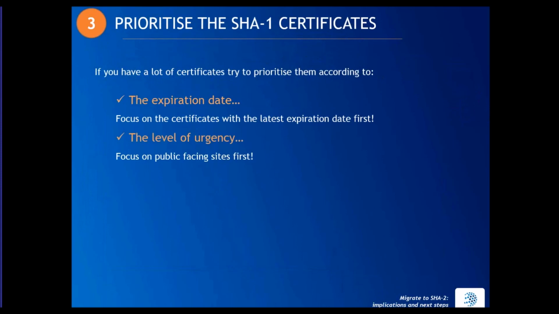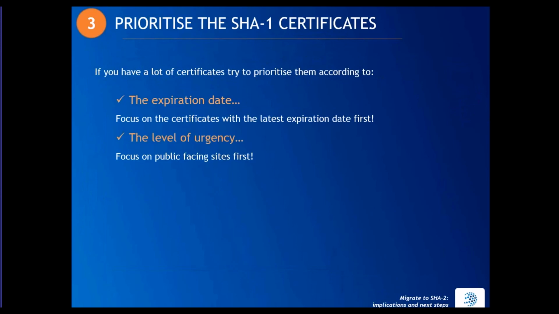Now, you also want to focus on the level of urgency. Depending upon external certificates, accessible sites, first, since they are public-facing sites, you want to be moving them from SHA-1 to SHA-2 as soon as possible, because you do have the risk of losing trust due to the way Chrome browsers will handle these websites using SHA-1 certificates.